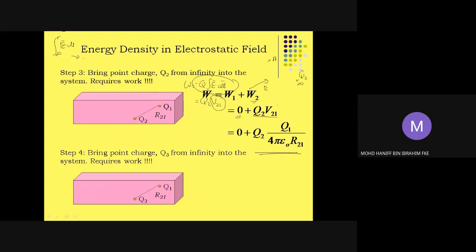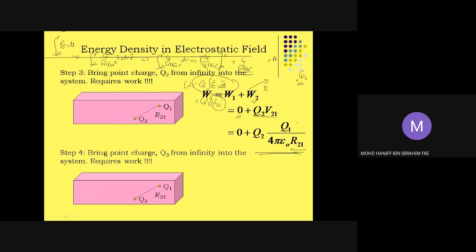So we have learned that E will be Q over 4 pi epsilon naught R squared, in the direction of R, and dl will be dr of R, dot product. So we're going to have the integration of Q over 4 pi epsilon naught R squared dr from infinity to R. So we're going to have Q over 4 pi epsilon naught R. R is the distance from Q2 to Q1, which is given by R21 here.